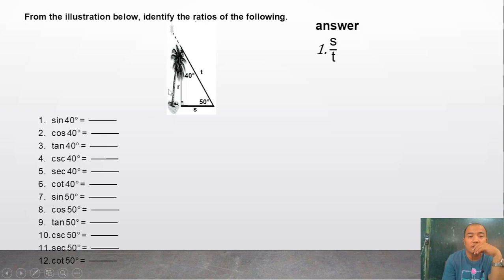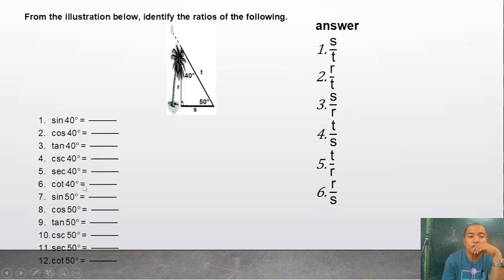Number 2, cosine 40 degrees. Adjacent side over hypotenuse, so R over T. Number 3, tangent 40 degrees. Opposite over adjacent, so S over R. Number 4, cosecant 40 degrees. Cosecant means hypotenuse over opposite side. T over S. Number 5, secant 40 degrees. Hypotenuse over adjacent side. T over R.